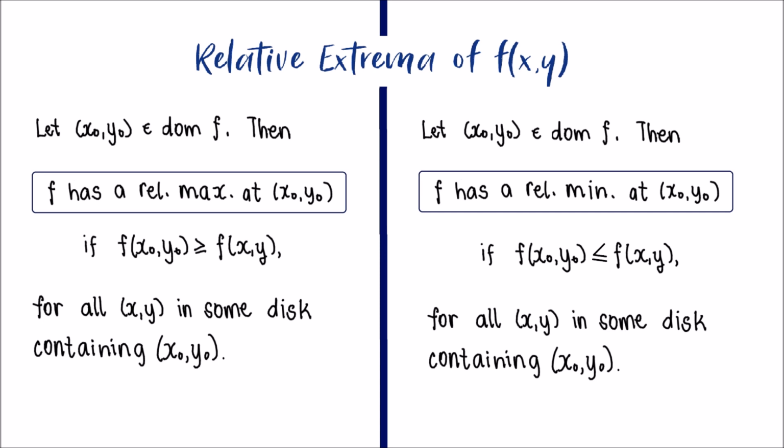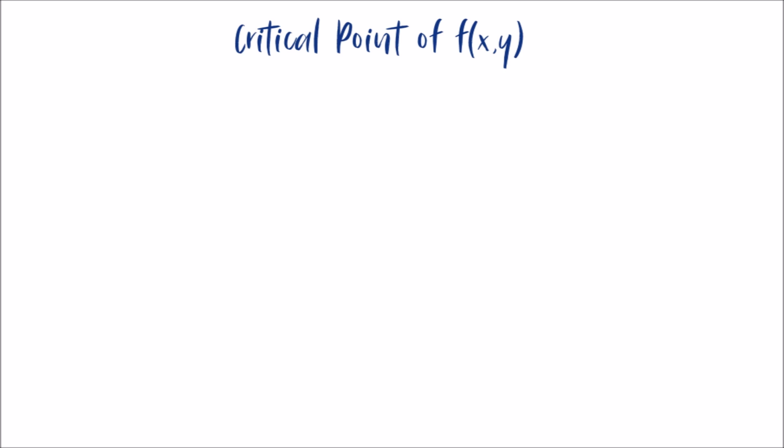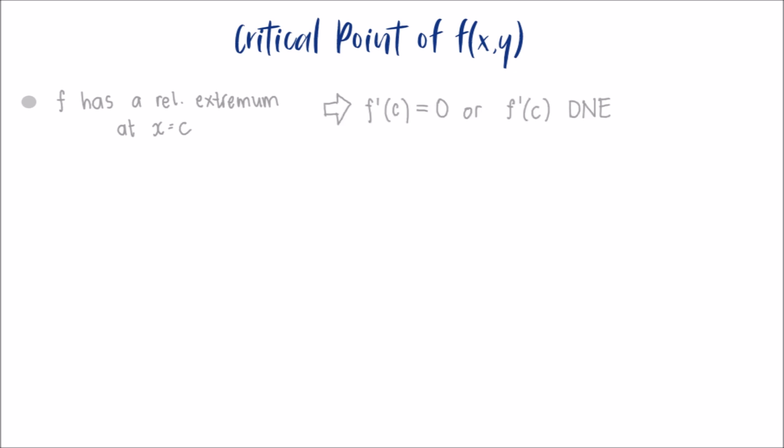Although the definitions are quite easy to grasp geometrically, it is difficult to find the relative extrema analytically if we use these definitions. Instead, we use the critical points and second derivative test. So let's go back first again in usual function f of x. Recall that we have a theorem stating that if f has a relative extremum at x is equal to c, then the derivative of f at c is 0 or undefined.